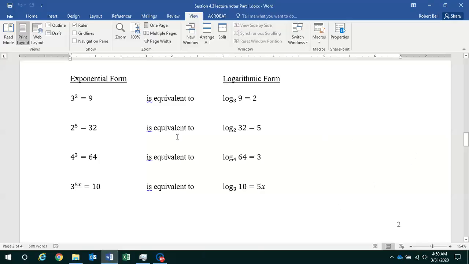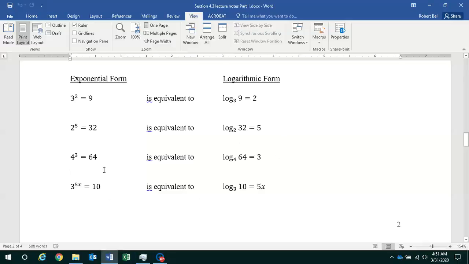All right, and then let's do some more from exponential form to logarithmic form. We know 3 squared is equal to 9. 3 is the base, 2 is the exponent. So the exponent 2 has to equal log base 3 of 9. 2 to the 5th is equal to 32. That's a true statement. 2 is the base, 5 is the exponent. So it must be true that log base 2 of 32 is equal to 5.